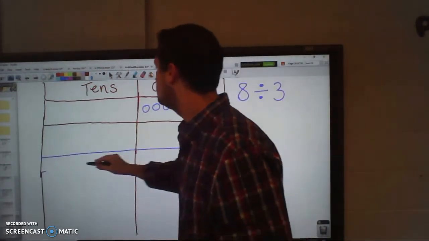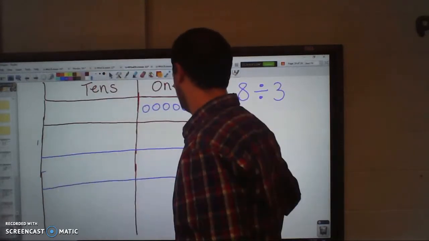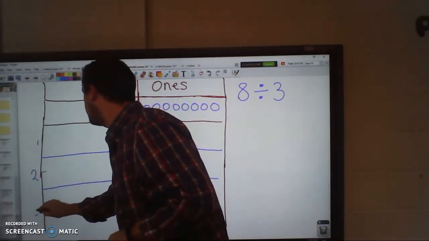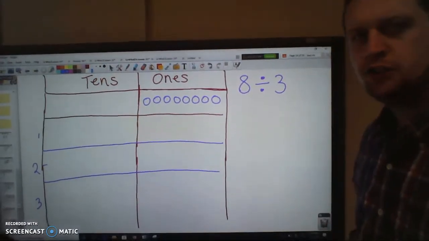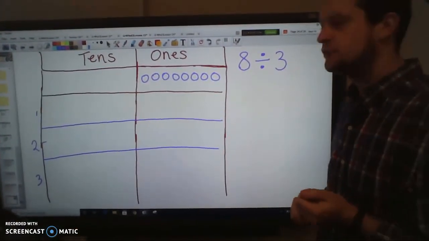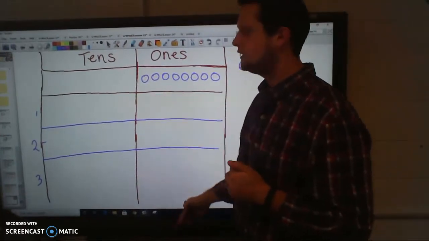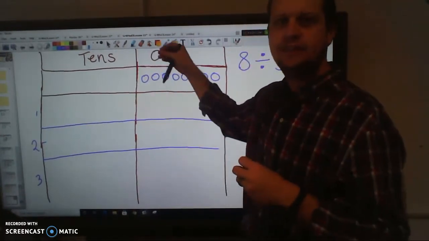1, 2, and 3. There's my 3 parts that I need. Okay, now I want to split them evenly. So I have my 3 groups, and I'm going to just start kind of giving them out to each group.